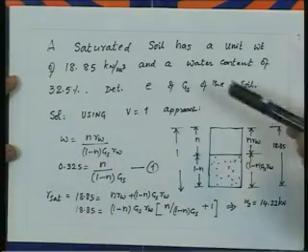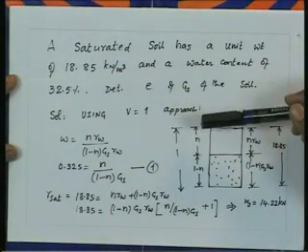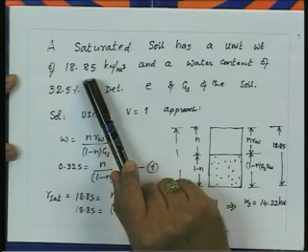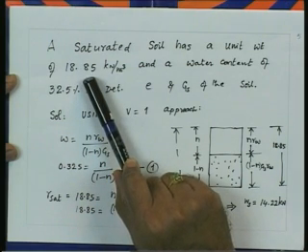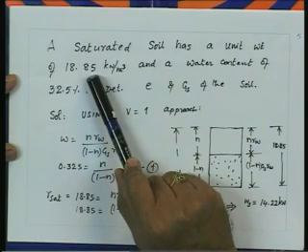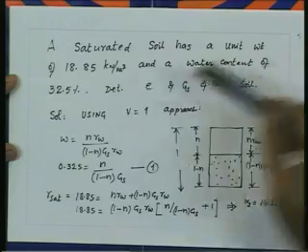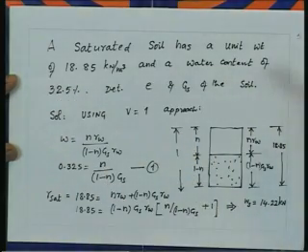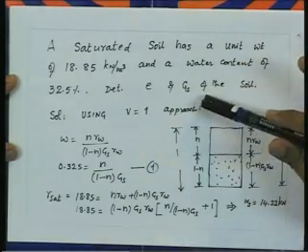As you can see in this problem, a saturated soil, that means the soil is a two-phase system where all the voids are filled with water, has a unit weight of 18.85 kilonewton per meter cube. That means gamma sat, the saturated unit weight of the soil mass, is 18.85 kilonewton per meter cube, and the water content given is 32.5%. So, we are required to estimate the void ratio and specific gravity of the solids.